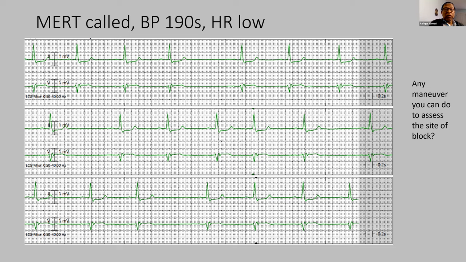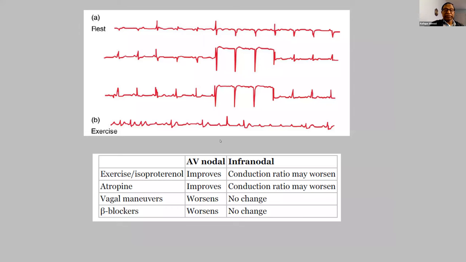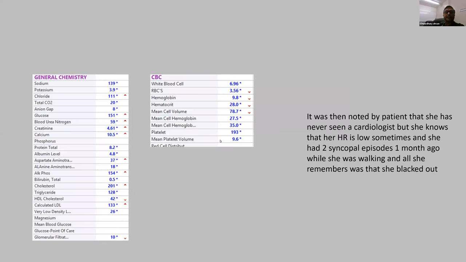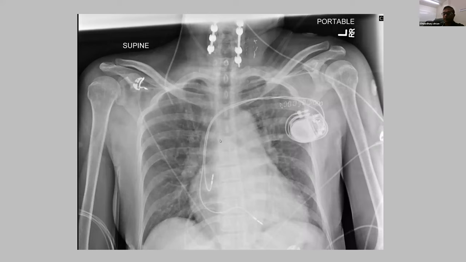So the nurses were more panicky than the patient herself, right? Correct. Yes. The good thing is that the blood pressure is 190. Yes. Okay. And the patient is not syncopizing. Sure. Okay. So I just wanted to bring up this issue about the concerning thing, whether this is an infranodal or a nodal block.